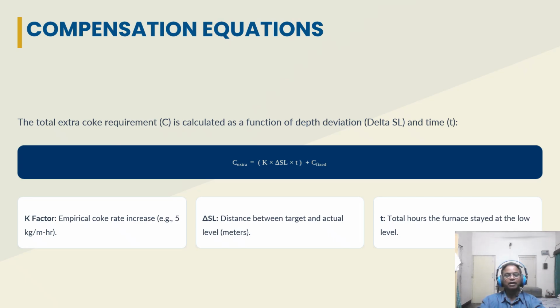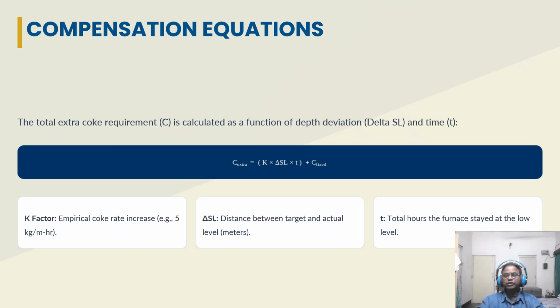First, K, our empirical factor. Think of this as the penalty rate, often around 5 kilograms per meter per hour. Second, delta SL, the depth deficit. How many meters are we below the target? And third, T, the time. How many hours did we stay at that low level?